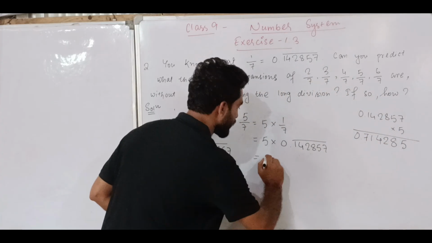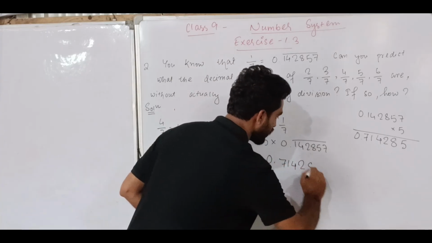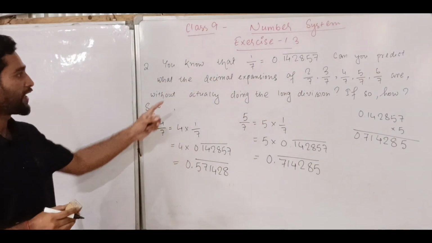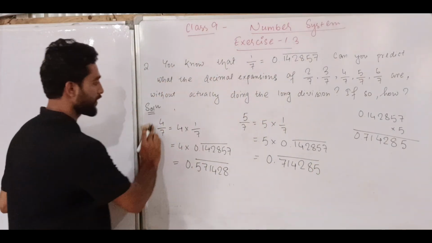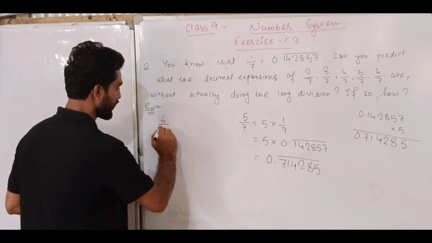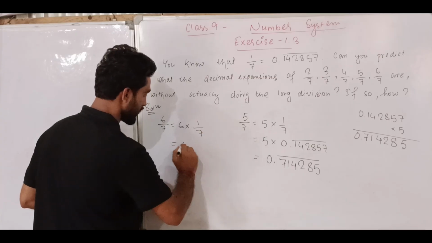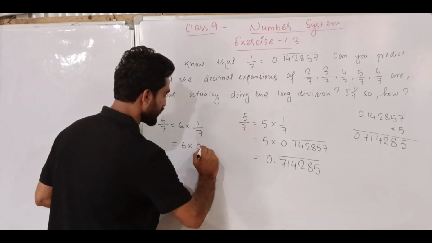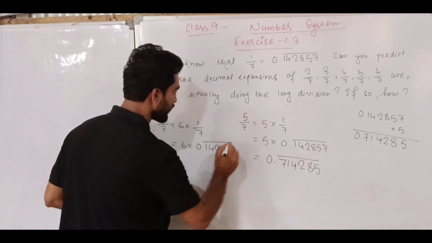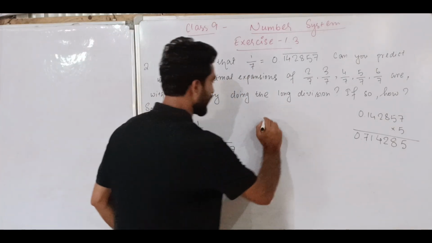So this will be 0.714285 bar. And the last one is 6 by 7. 6 into 1 by 7. So 6 into 0.142857 bar. So multiply this with 6.